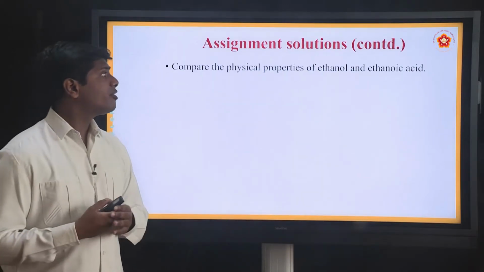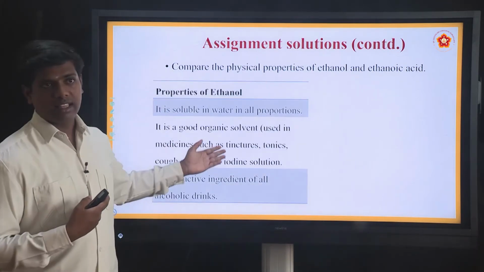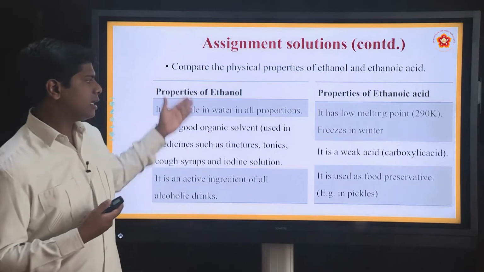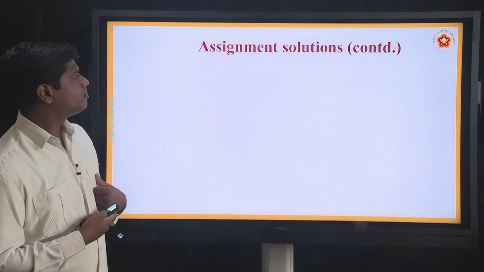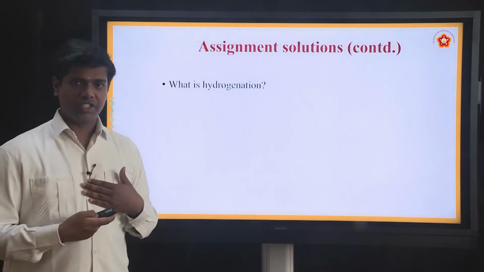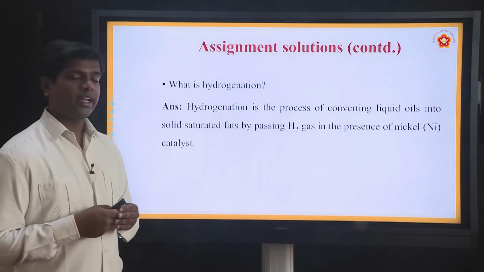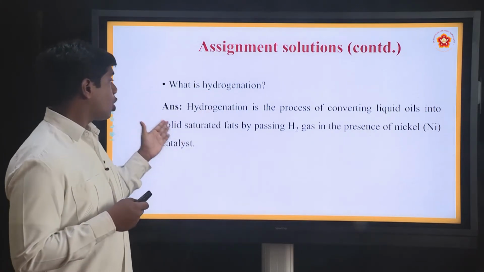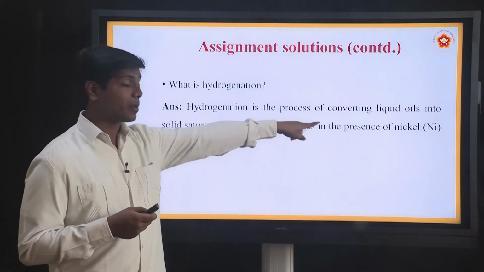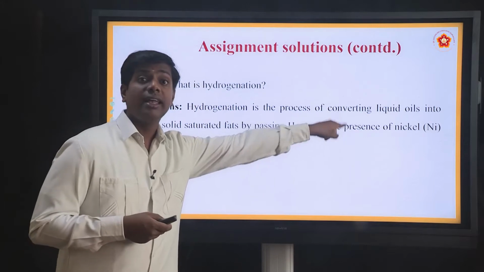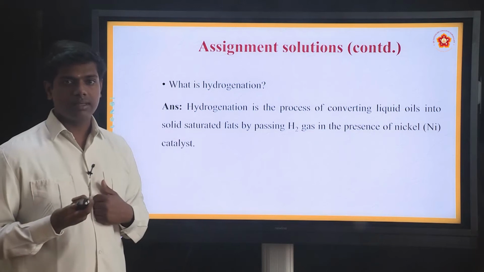Next, compare the physical properties of ethanol and ethanoic acid. We know what ethanol is and what ethanoic acid is. These are some physical properties. Next, what is hydrogenation? This is also a very simple definition. Hydrogenation is the process of converting liquid oils into solid saturated fats by passing hydrogen gas in the presence of, very important, nickel as a catalyst. A very important definition this is.